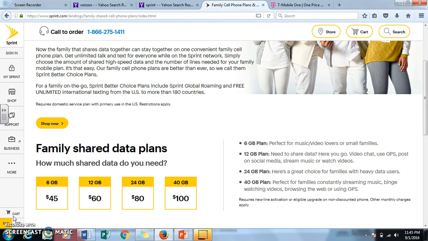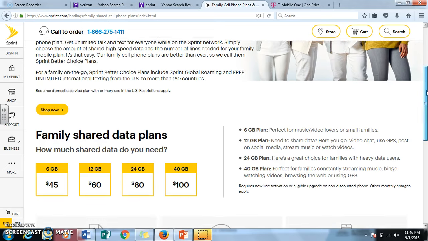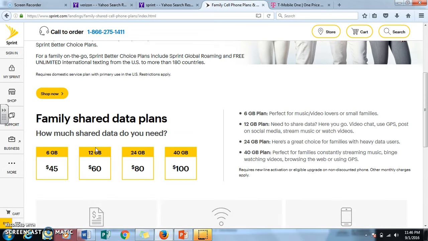I've gone ahead and looked up Sprint's family shared data plans as well. As you can see, they ask about how much data you need, very similar to Verizon. Their data numbers are a little bit different. They go from 6 gigabytes to 12 to 24 to 40.